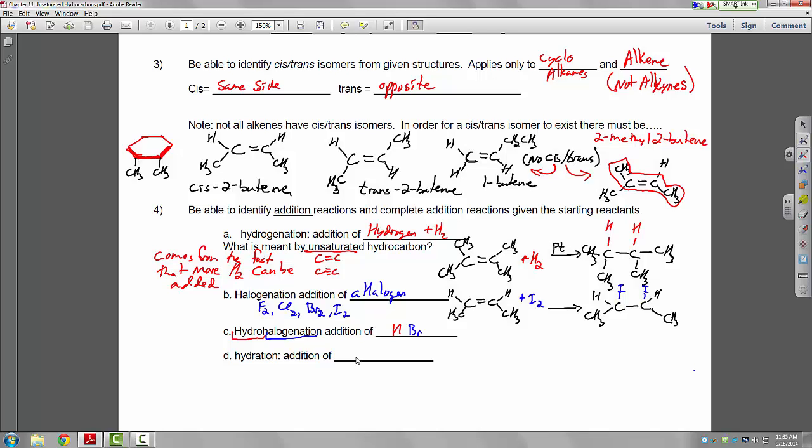I'm not going to bother drawing the structure again, but I'll just say we're going to add HBr. So we're adding a halo acid, hydrobromic acid. Starting with the same starting material here, what are we going to get? Well, a hydrogen is going to go to one carbon.